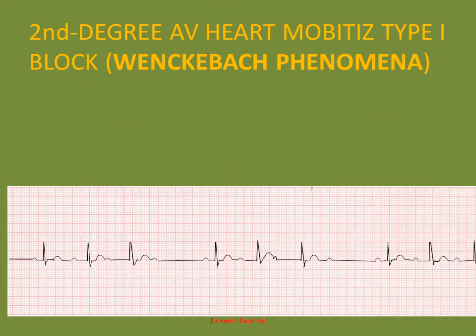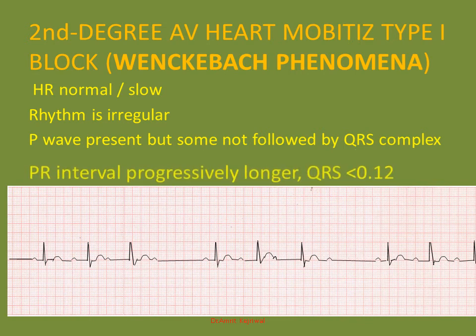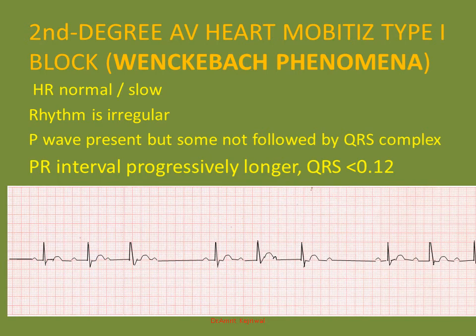Second degree AV heart block, Mobitz type 1 block, Wenckebach's phenomenon. In this, there is progressive prolongation of the PR interval. So the heart rate is normal to slow, rhythm is irregular, P wave present but some not followed by QRS complex. So you can see here is the PR interval, it gets prolonged, and finally this is not followed by a QRS complex. Again, PR interval is here, it gets prolonged, and this one is not followed by a QRS complex. You can see the difference. PR interval progressively longer, and the QRS duration is less than 0.12 second.